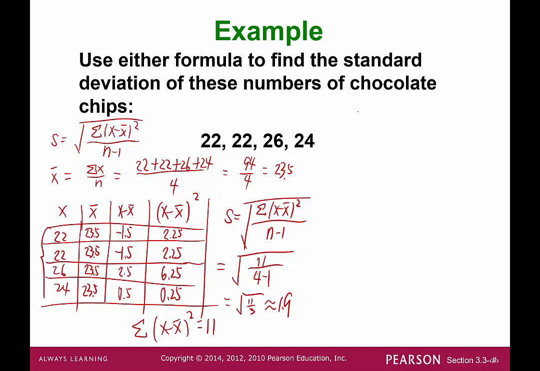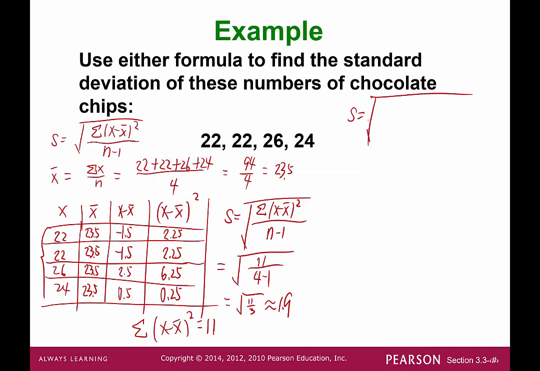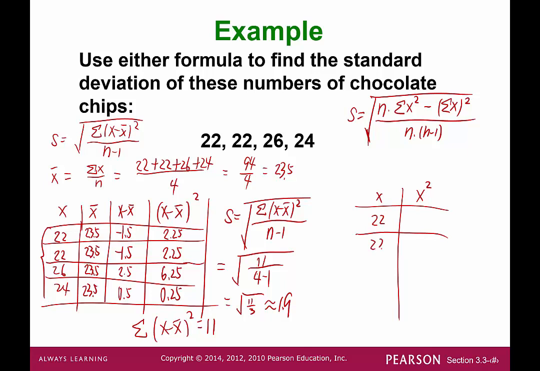I'm going to use the second formula as well. Standard deviation equals the square root of n times the summation of x squared minus the summation of x, squared, over sample size times sample size minus 1. For this formula, you just need two columns. You need to know the sample size and then two columns, x and x squared. That's all. So we get 22, 26, and 24. And let's find the square of each one of these.